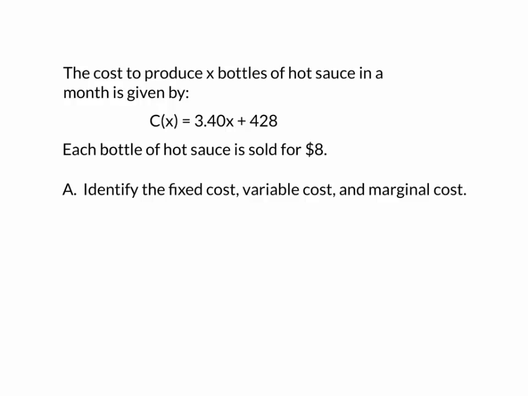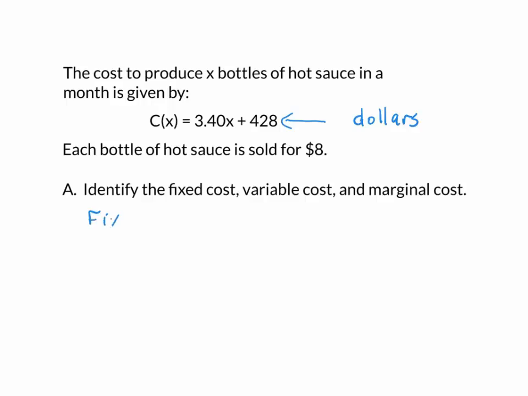In this example, we are given that the cost to produce X bottles of hot sauce in a month is given by C of X equals 3.40X plus 428. The units here, I forgot to put, but we're going to say dollars. Each bottle of hot sauce is sold for $8. The first thing we're supposed to do is identify the fixed, variable, and marginal costs.